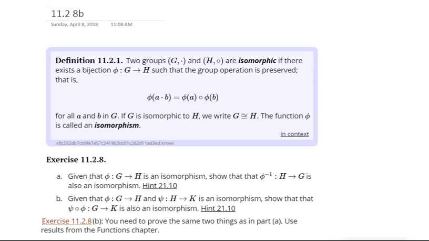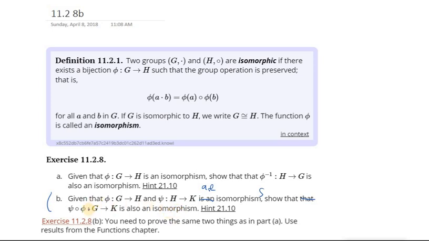All right, we're going to prove some facts about isomorphism. The exercise I'm going to look at is 1128b, which is similar to 1128a. What this says is: given a function phi from G to H and psi from H to K, and these are both isomorphisms, show that psi composed phi, which goes from G to K, is also an isomorphism.